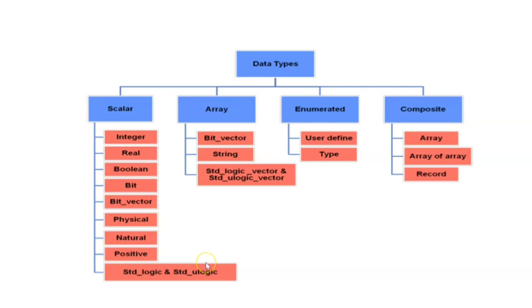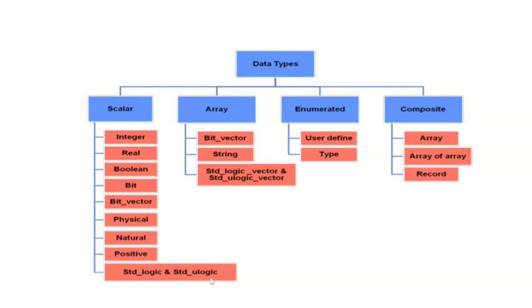Scalar type means it can hold only one value. Then array means it will be holding more than one value. Then enumerated is user defined, and composite means array in an array. It is actually a composite structure. So let us see what are the scalar ones. The scalar ones are integer, real, boolean, bit. BitVector is not actually coming here, it is coming elsewhere. Then physical, natural, positive, Std_Logic. It is Std underscore logic.